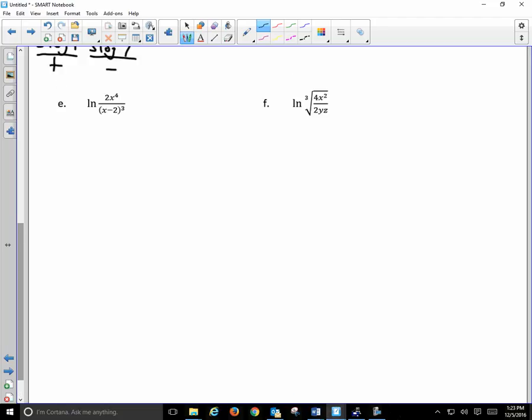Letter E, same properties of logarithms apply to natural log, just because it is a logarithm. It's a logarithm of base e. Anybody identify in terms of order of operations what the last operation is here? Division. Very good. The division sign is what separates these two expressions. And so division is the first thing I will undo. Natural log of 2x to the 4th minus the natural log of x minus 2 to the 3rd.